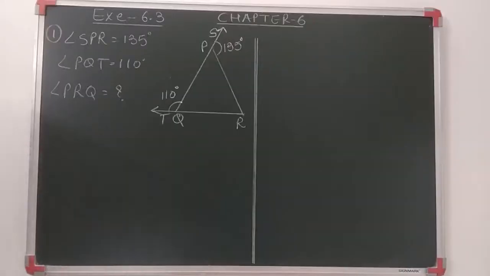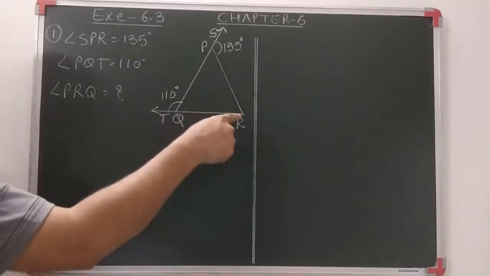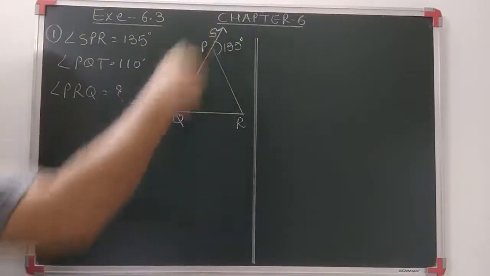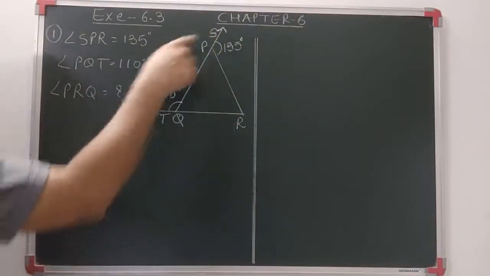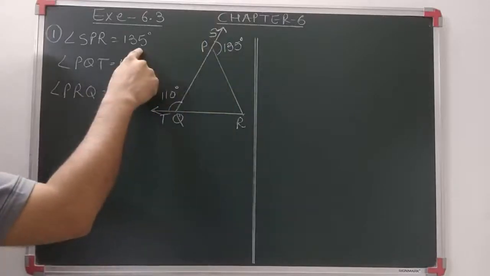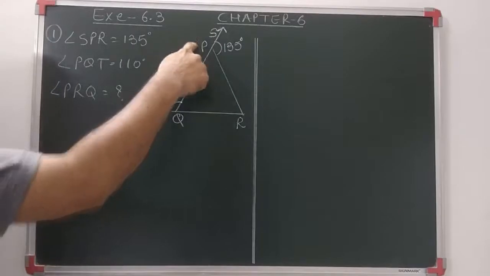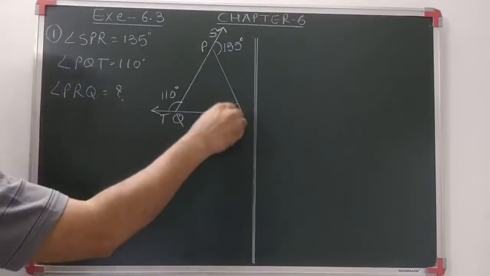Let us see the first question of this exercise. We can see that it's a triangle PQR, where QT is produced and PS is produced. The angles SPR is given as 135 and PQT is given as 110. We have to find angle PRQ, which is the interior angle of this triangle.